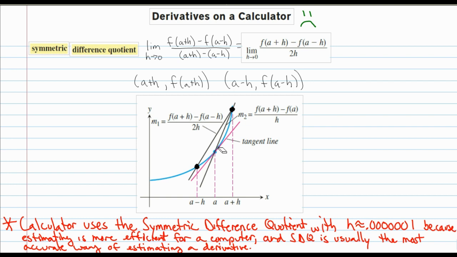It uses this h value of 0.0000001. And the reason why it uses a specific h value instead of doing all the function processing and canceling out using the symmetric difference quotient like you've been using is because that's way too much for a calculator or a little computer to do. So it takes a specific h value and uses a method as an estimate. Now the estimate is usually pretty accurate, but as you saw in example 2, it's not always perfect.